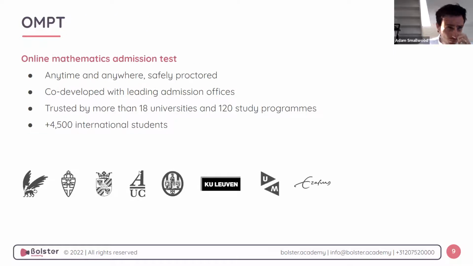We also have an online maths admissions test, and we run that for really all of the large universities in the Netherlands. It's a test that students can take anytime and anywhere, all safely proctored, and that's for students that don't have, for example, an A-level equivalent certificate. Perhaps they're coming from a country where it's not so easy to demonstrate that all of the knowledge required for the course is covered, and then universities simply refer them to us, and they can take a safely proctored exam online. We co-developed it with leading admission offices just before COVID, and it enabled them to process international students throughout that time, which was very useful for them. About 4,500 international students have gone through it so far.